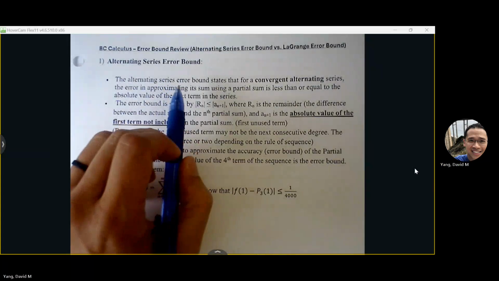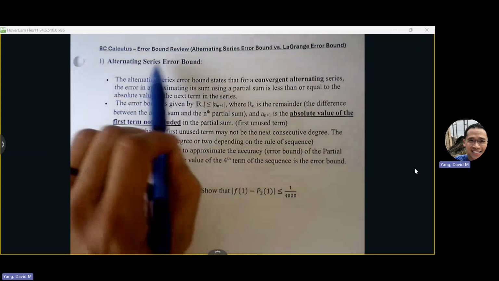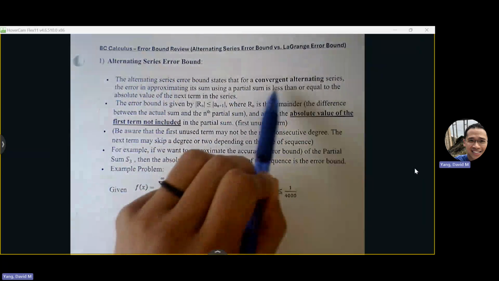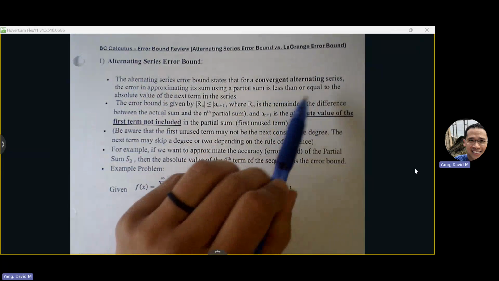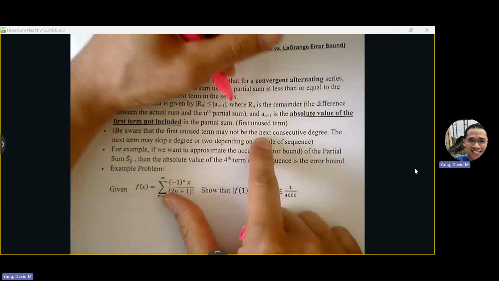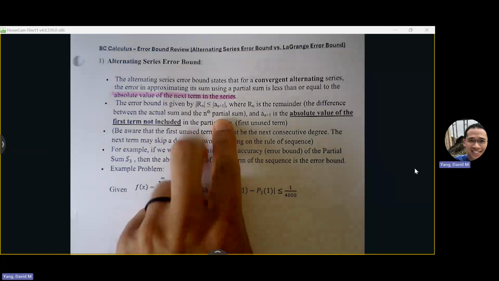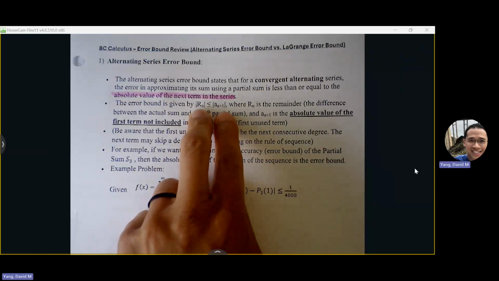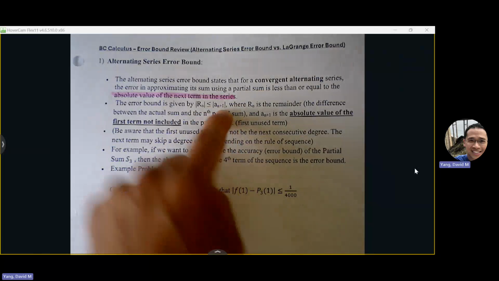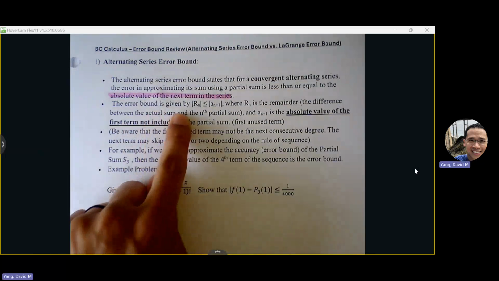So let's start off with the alternating series error bound. It states that for a converging alternating series, the error approximating its sum using a partial sum is less than or equal to the absolute value of the first unused term, the next term in the series. And if you ever see this notation, absolute value of R sub n is less than or equal to a sub n plus 1, the error bound is given by this.